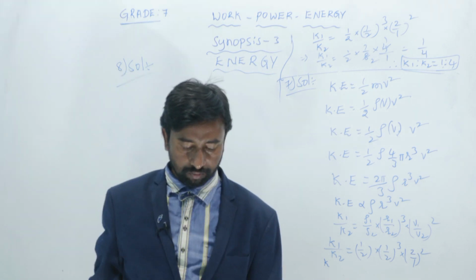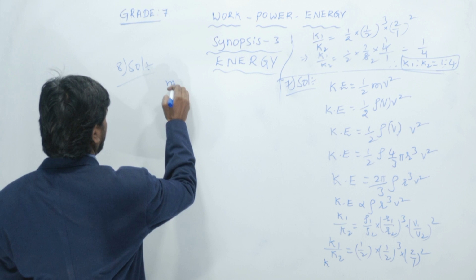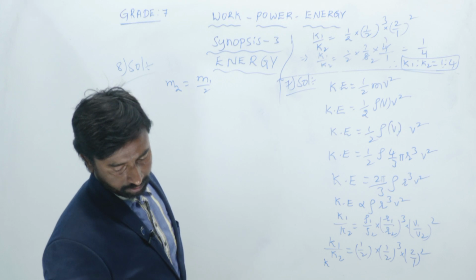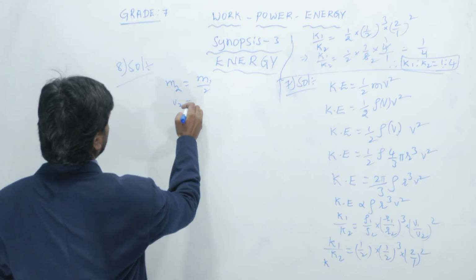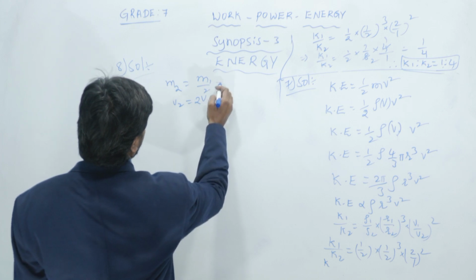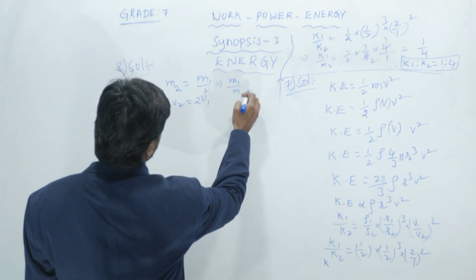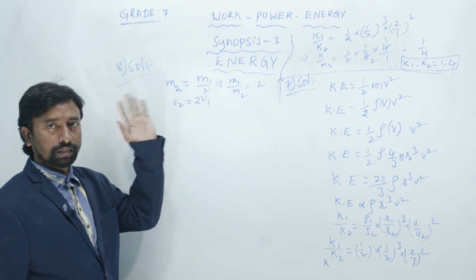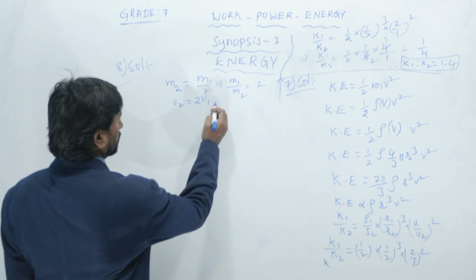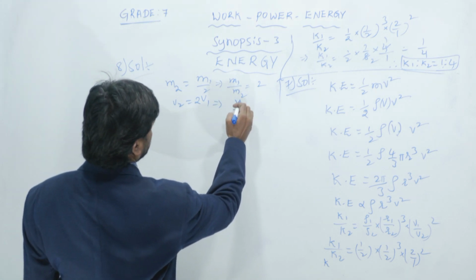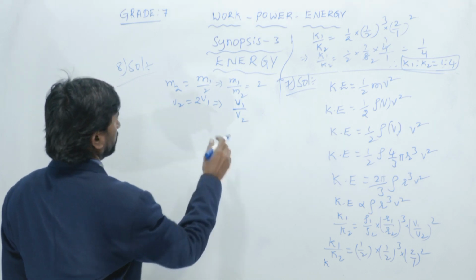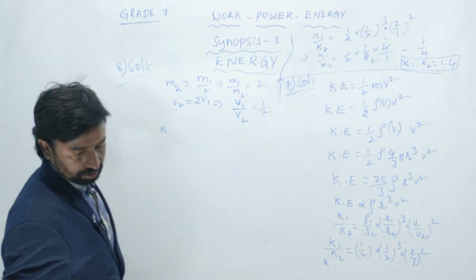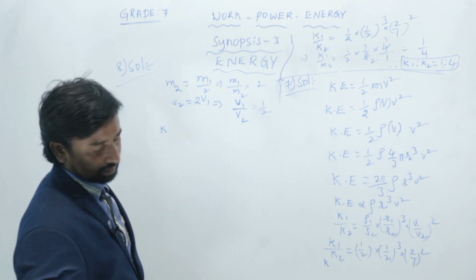The mass of the body is halved means m2 is m1 by 2, and velocity is doubled, that means v2 is 2v1. So from this we can write m1 by m2 is equal to 2, you bring m2 this side and 2 that side. And v1 by v2 becomes 1 by 2. Now they are asking the percentage increase in kinetic energy.